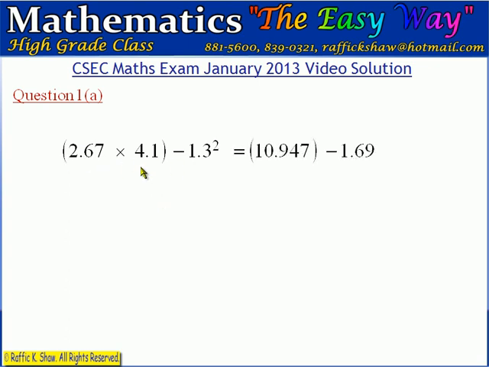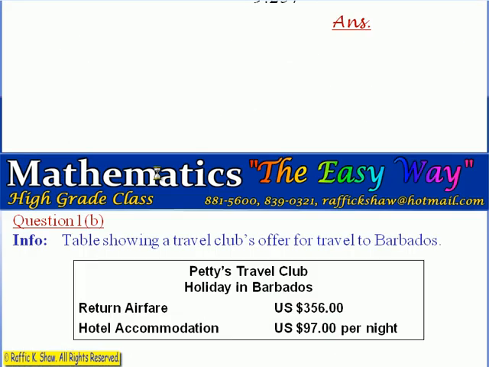And this is it. When we calculate this expression, 2.67 multiplied by 4.1, the result is 10.947, and 1.3 squared is 1.69. And now we can do this subtraction, and the result here is 9.257, and that's the exact value for this expression. Let's move down to question 1b.